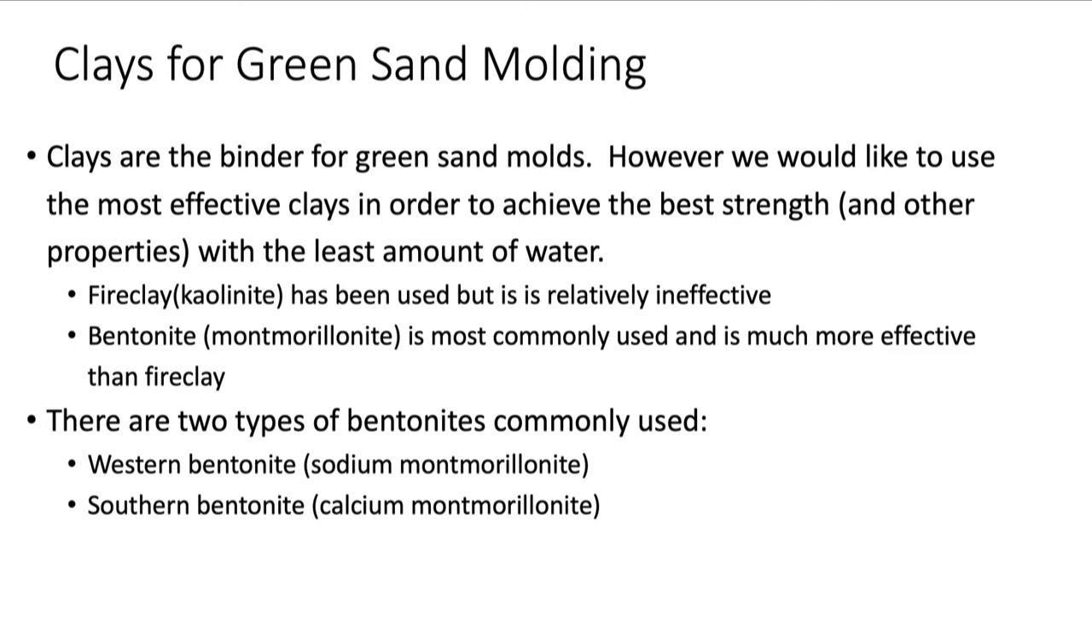So bentonite, montmorillonite, it's called, is the most commonly used. It's stronger than fire clay, and there are two general types. If you remember from the lab, if you've done it so far, we use Western and Southern in our lab. Western bentonite is sodium montmorillonite, and Southern is calcium. So I do want you to remember which one is which. The sodium bentonite is Western, and the calcium bentonite is Southern. And why? Southern bentonite typically comes from the Alabama area, and Western bentonite comes from out in Wyoming.